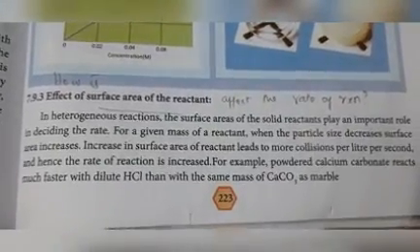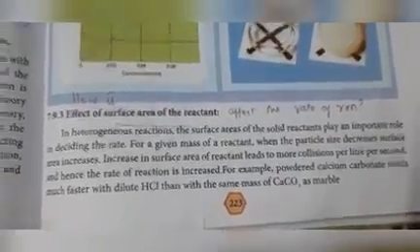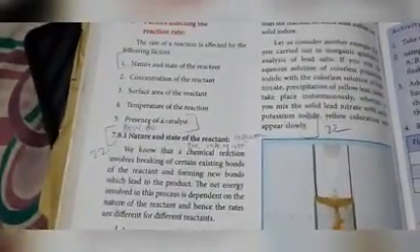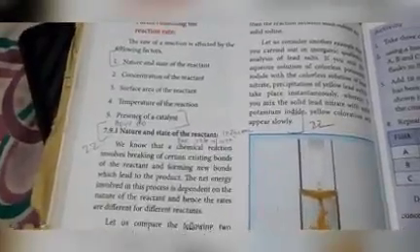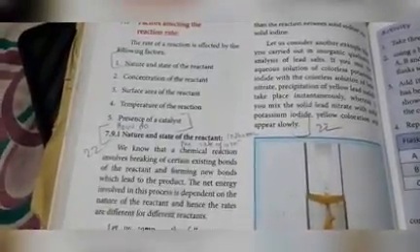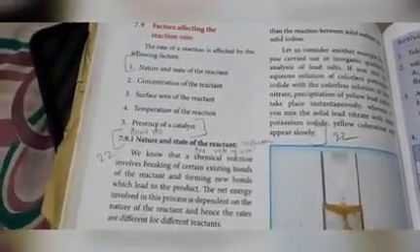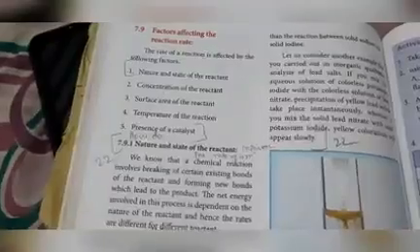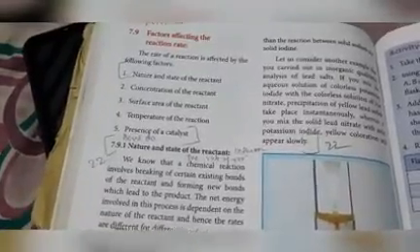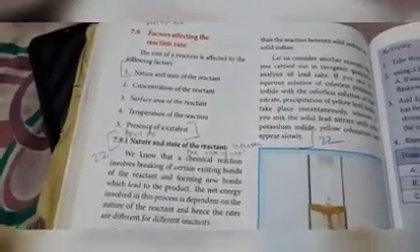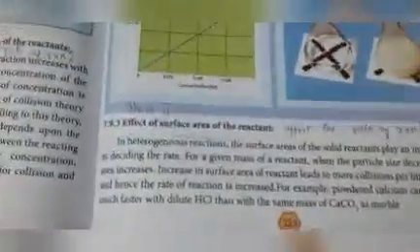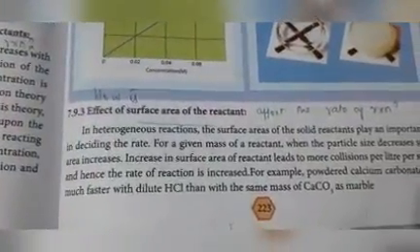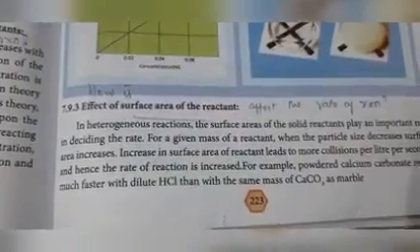Good morning, students. Last class we finished the nature and state of the reactant and the concentration of the reactant. The third one is the surface area of the reactant. Sorry, only two were finished. This class we are going to start with surface area of the reactant. How does the surface area of the reactant affect the rate of the reaction?